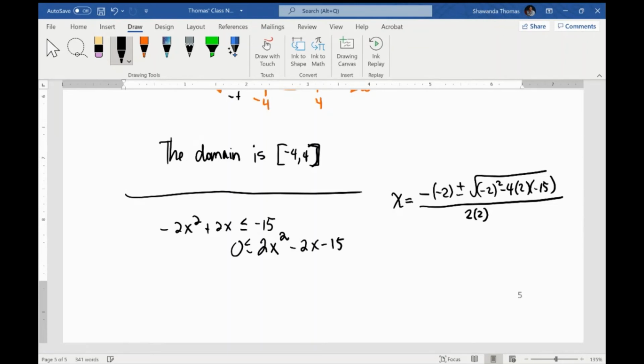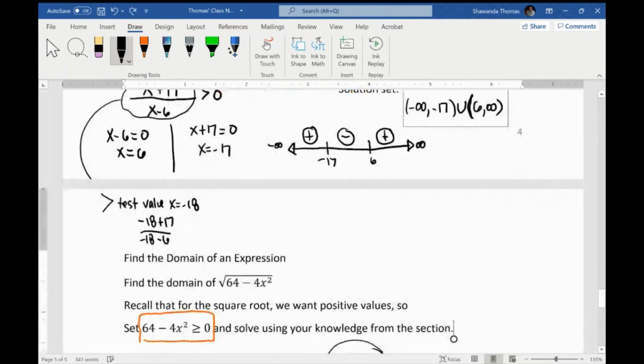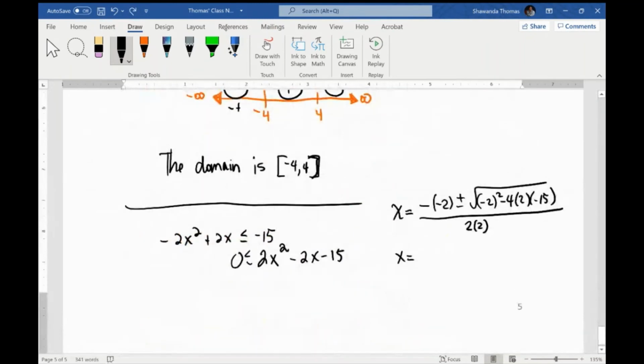Yes, ma'am. All right. So this part right here is going to turn to a positive 2. All right, positive 2. Positive 2 plus or minus the square root of 4 plus, what's 8 times 15? 120, over 4. All right, 2 plus or minus the square root of 124 over 4.